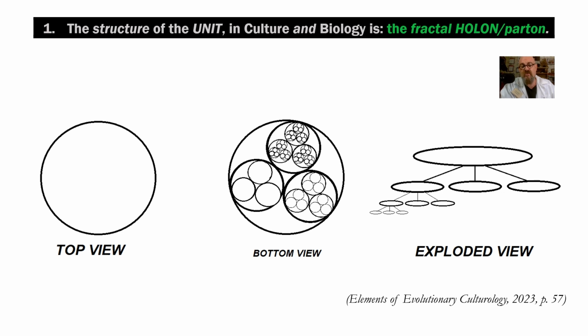Anyway, there are 3 views of a fractal holon parton, or a unit. In the left view, it just looks like one circle or one sphere. In the middle view, we can see the systems within the systems, or the parts within the parts. And on the right-hand view, we've extracted them out onto their different scale levels or size levels, each of the units.